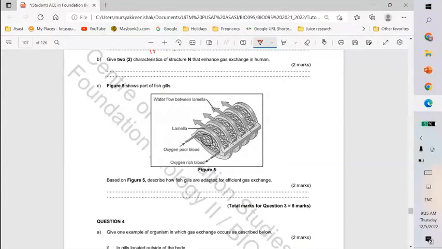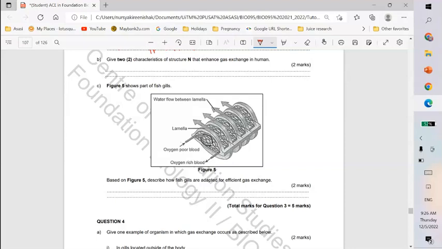Farah, Nur Farah Akila. Farah ada? Okay, so next Farha, Nur Farha. So I hope these people are here with us.